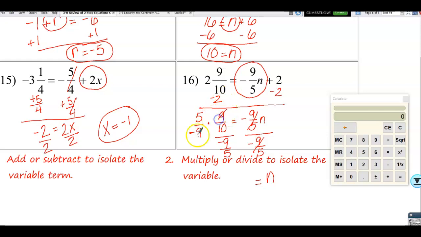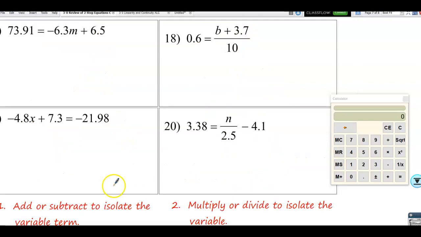And here's what's cool. These 9s are going to cancel. This 5 becomes a 1 and the 10 becomes a 2. And that means that n is actually equal to negative 1/2. Like I said, if you're not enjoying the challenge, you could totally do this in a calculator. Just do 9/10 divided by negative 9/5 and it will give you the same answer. I just couldn't resist. These are my last examples here.